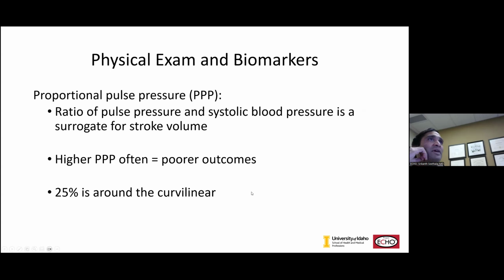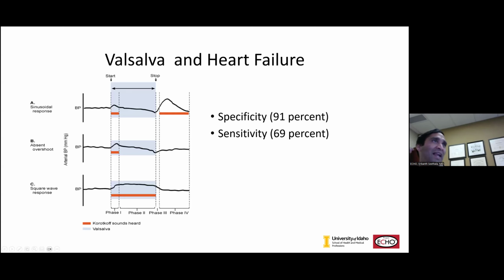Next slide, please. And this is a classic slide, maybe we forgot all of these old slides, on Valsalva maneuver and heart failure. How does it do that? When we have a Valsalva maneuver, the classic response is an overshoot at the end of the Valsalva maneuver. And if we have not seen that overshoot at the end of the maneuver, then that is a classic sign for a low EF. And square root pattern is also a pretty bad prognostic marker.